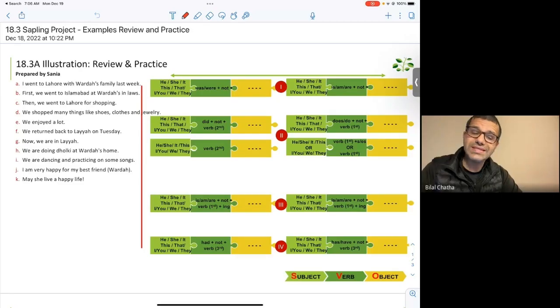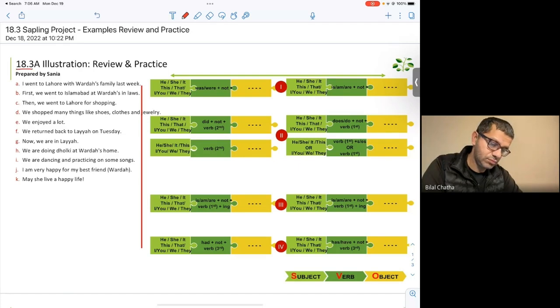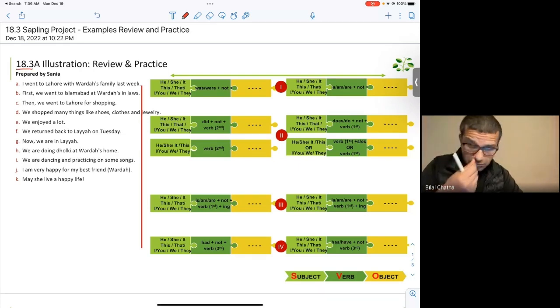Okay, today we are doing lesson 18.3. I'm hoping we'll cover 2 slides. That's why you see A, and then you will see B in the next slide.